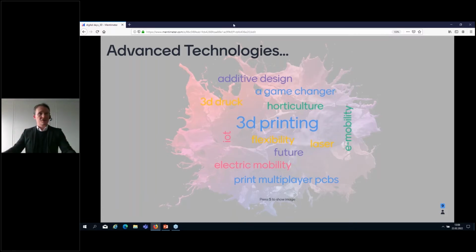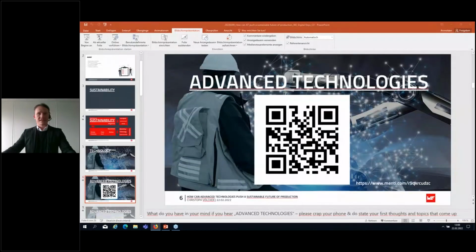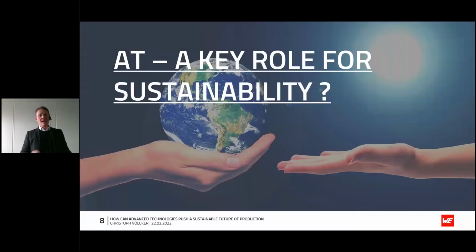So I will change my presentation again and come back to those ones. You can see my presentation running, I guess. So here was the QR code. And that's now the question. Can advanced technologies, like the buzzwords you just told, be a key player, a key role for sustainability? We had a look at sustainability itself.